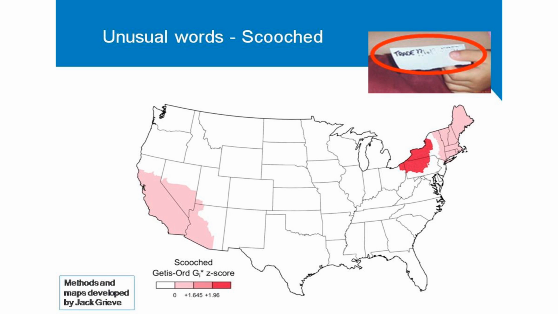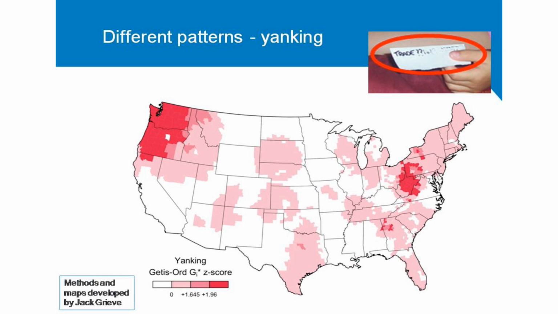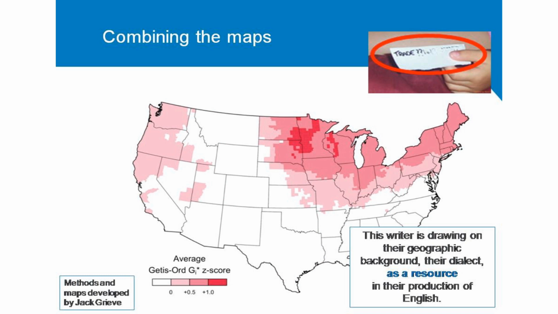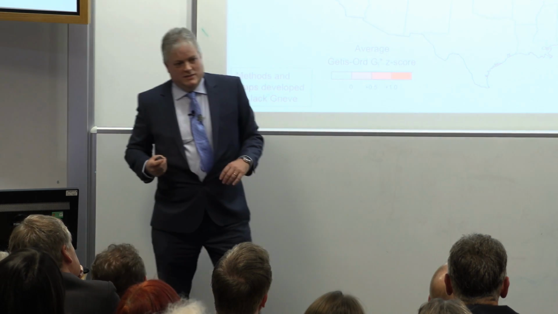So scooched was one of the words, and that looks nicely in the northeast, but we've got a Californian bit. Some words are less unusual, besides, or less unusual to me as a British English speaker. That's got a much broader distribution of use. And some are all over the place. What happens if you stack these maps up? Okay, in this case, you can put all those maps together and you get something like that, which isn't great, but it's something. Yeah, that this writer is probably from the northeast of the United States.